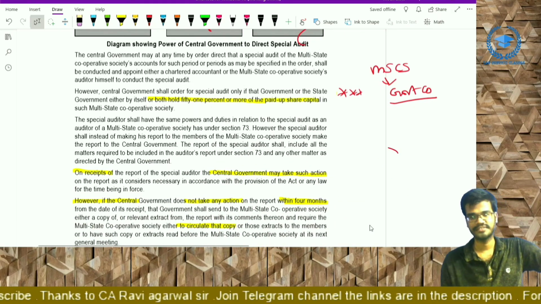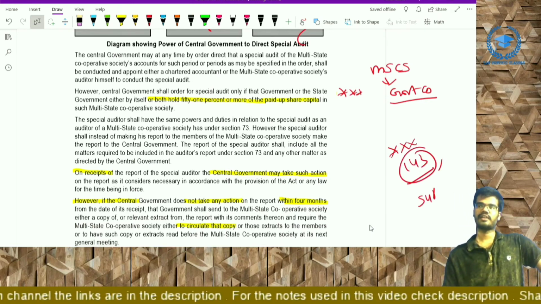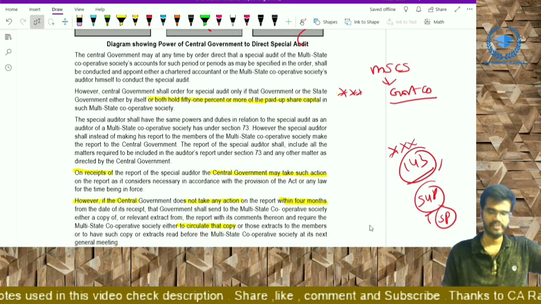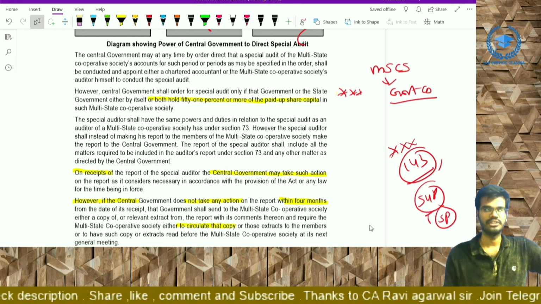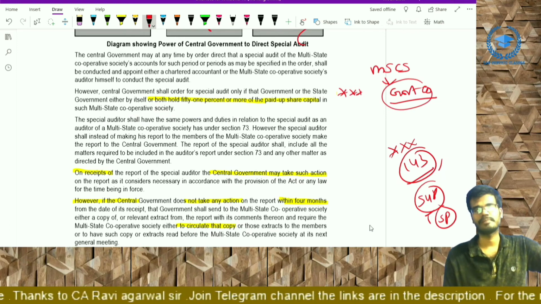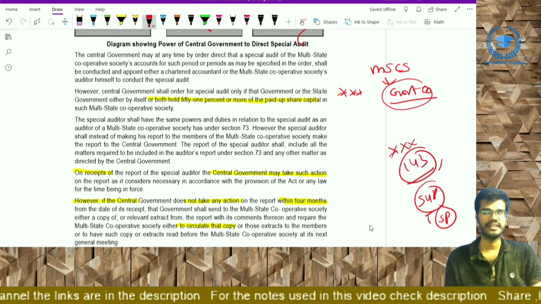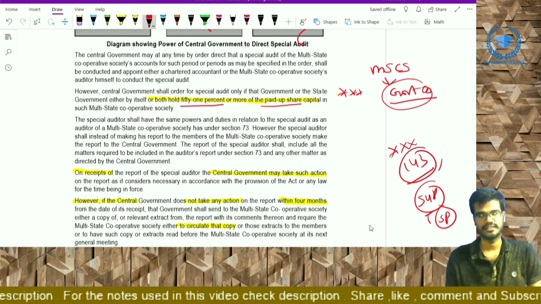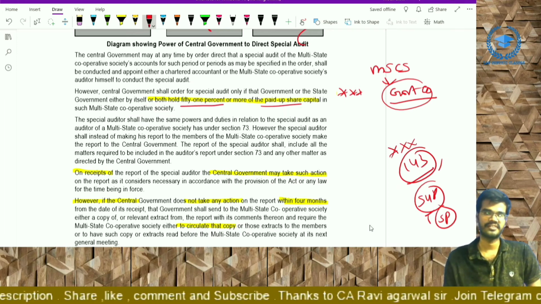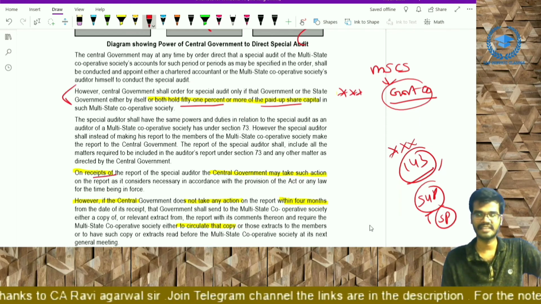One important point is we have already discussed in our 143 section. The central government can order a supplementary audit, test audit, special audit, right? The same thing is there. The central government can order a special audit of a particular company, that is a multi-state cooperative society, only if the multi-state cooperative society can be treated as a government company. The government company definition, we know that if the central government or state government holds more than 51% of paid up capital, then only the central government can refer the special audit to the multi-state cooperative society. Right. On receipt of the report from the auditor, the central government may take appropriate action.